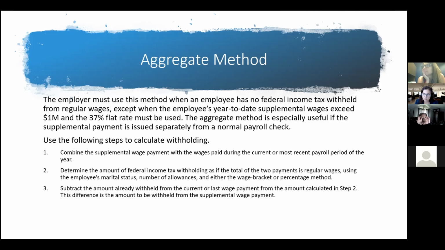And then you're going to subtract whatever they withheld from the $1,000 from whatever they should have withheld from the total amount, and that's the additional amount that they would withhold. So that's the aggregate method.